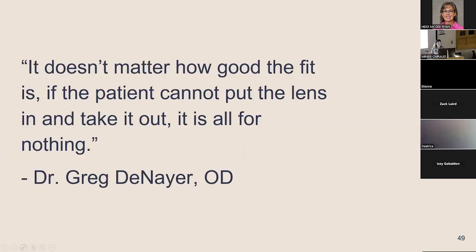Now, this is probably one of the most important things that anybody ever said to me during residency: it doesn't matter how good the fit is. If the patient cannot put the lens in and take it out, it's all for nothing, which is very, very true. And oftentimes we are leaving insertion and removal training up to y'all. We're not doing it. And so we're going to customize this lens, they're going to spend all this money on this lens, and then we just turn them over to you and we're like, okay, teach them how to put it in, take it out.